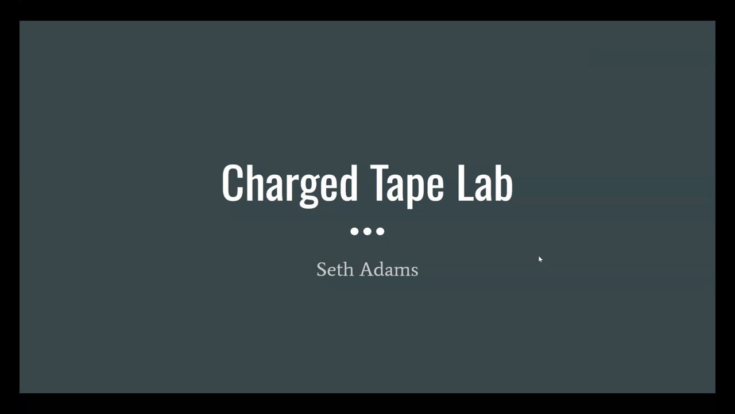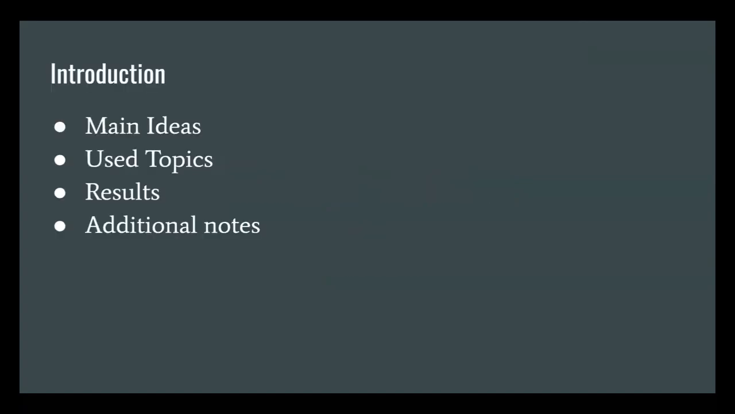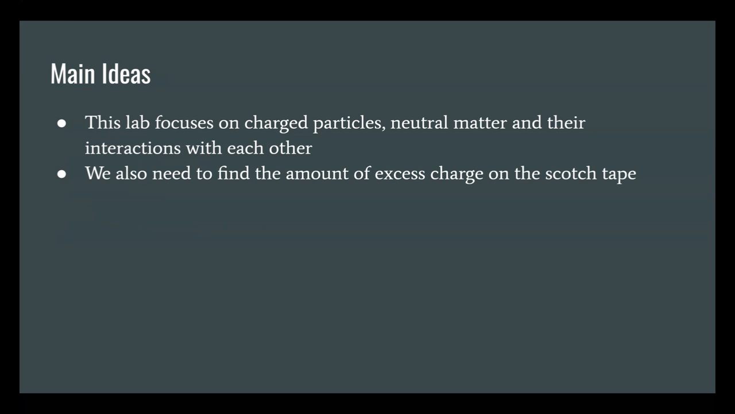This is the first lab for Physics 2, the charge tape lab. For this, we're going to have our main ideas first, the used topics for this lab, the results of this lab, and then some additional notes at the end. The main idea of this lab focuses on charged particles, neutral matter, and their interactions with each other. And we also need to find the amount of excess charge on the Scotch tape.